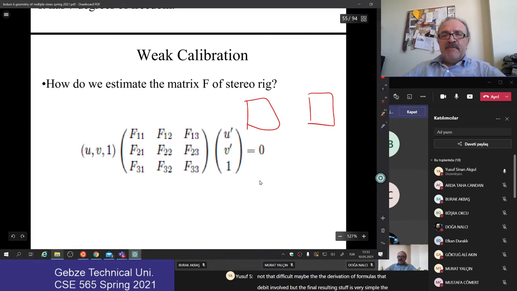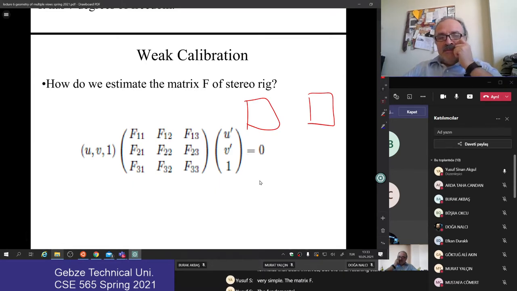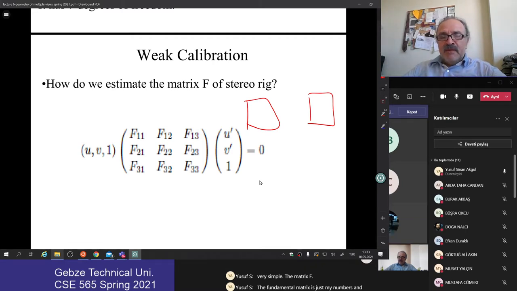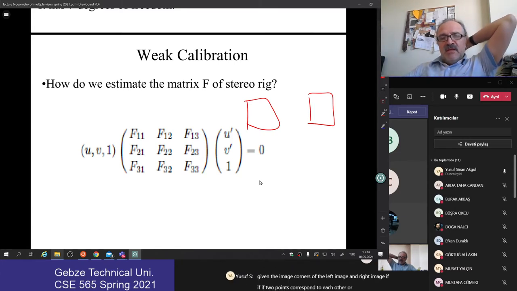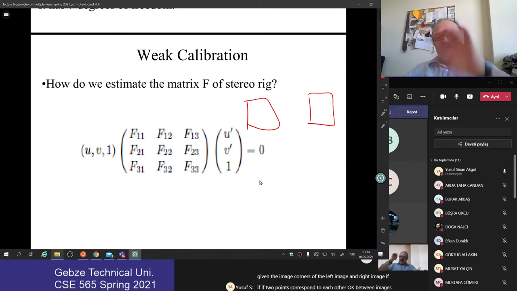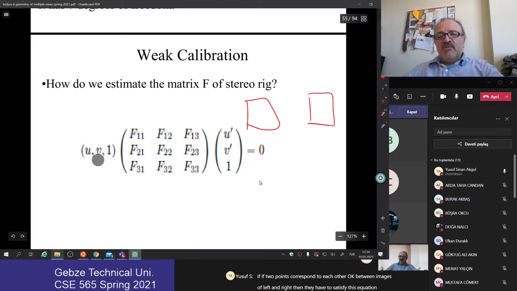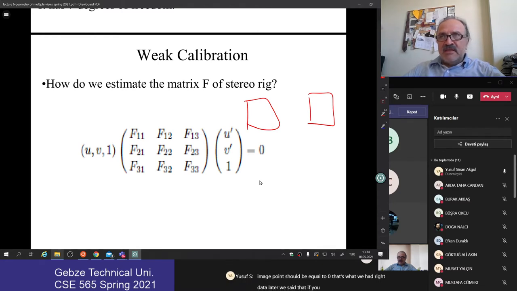The matrix F, the fundamental matrix, is just nine numbers, and given the image coordinates of the left image and right image, if two points correspond to each other between images of left and right, then they have to satisfy this equation. Left image point, fundamental matrix multiplied by the right image point should be equal to zero. That's what we have arrived at, and later we said that if you have eight point correspondences between two images, then you can recover these nine parameters.